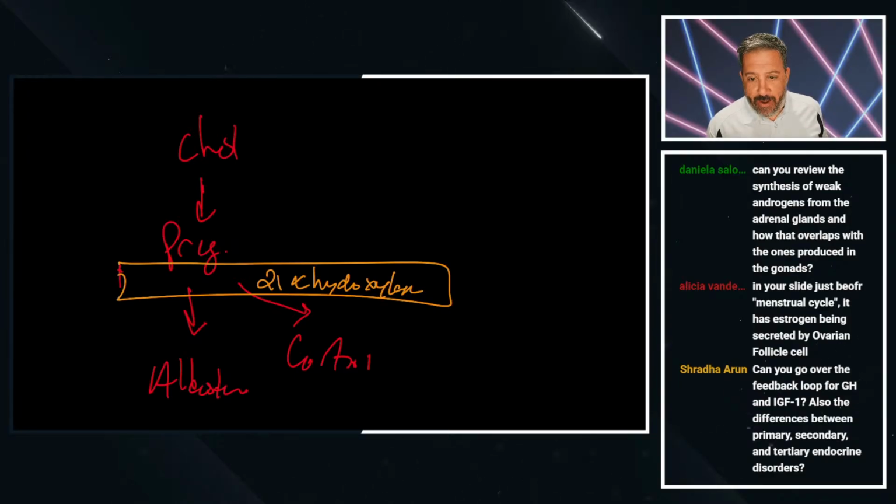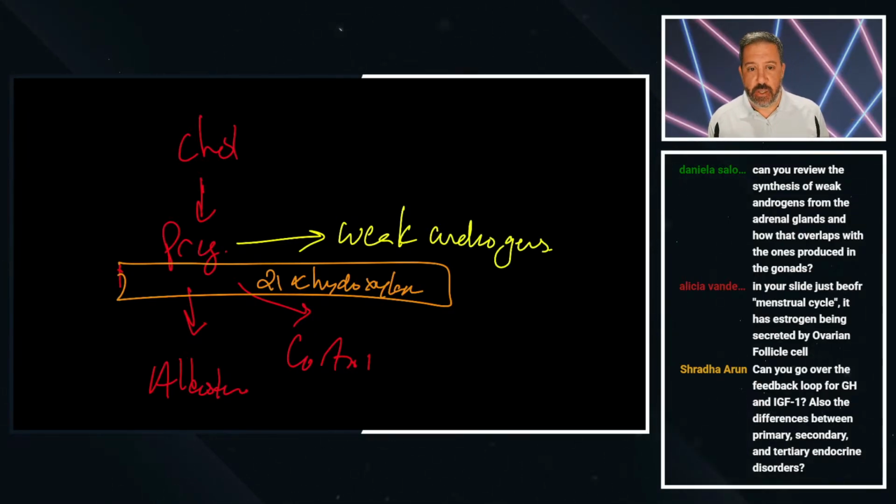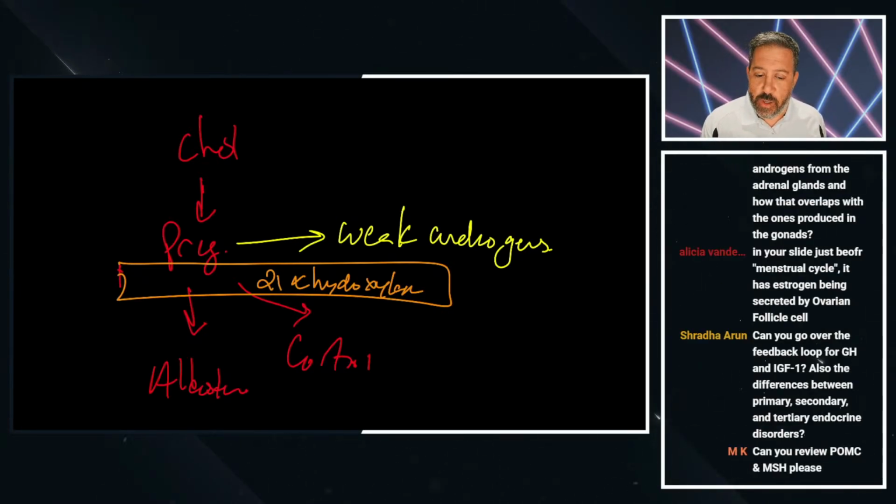If you don't have this enzyme, then this pregnenolone will make its way into weak androgens. They don't really do much, especially in males, because the testes will do all the testosterone. It's a lot stronger of a steroid than these weak androgens are. In females, again, they don't really do much either because the ovaries make all the estrogen for you.